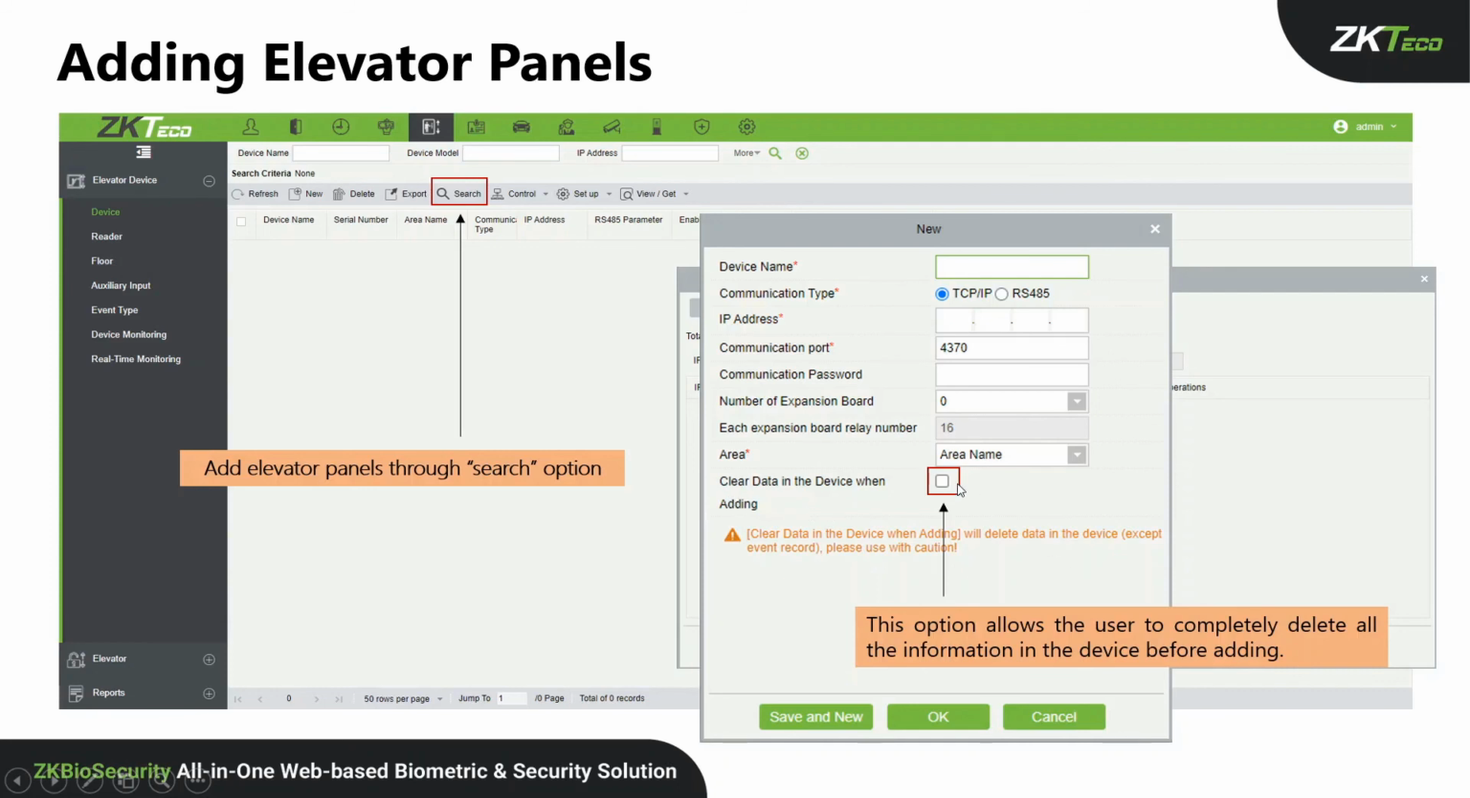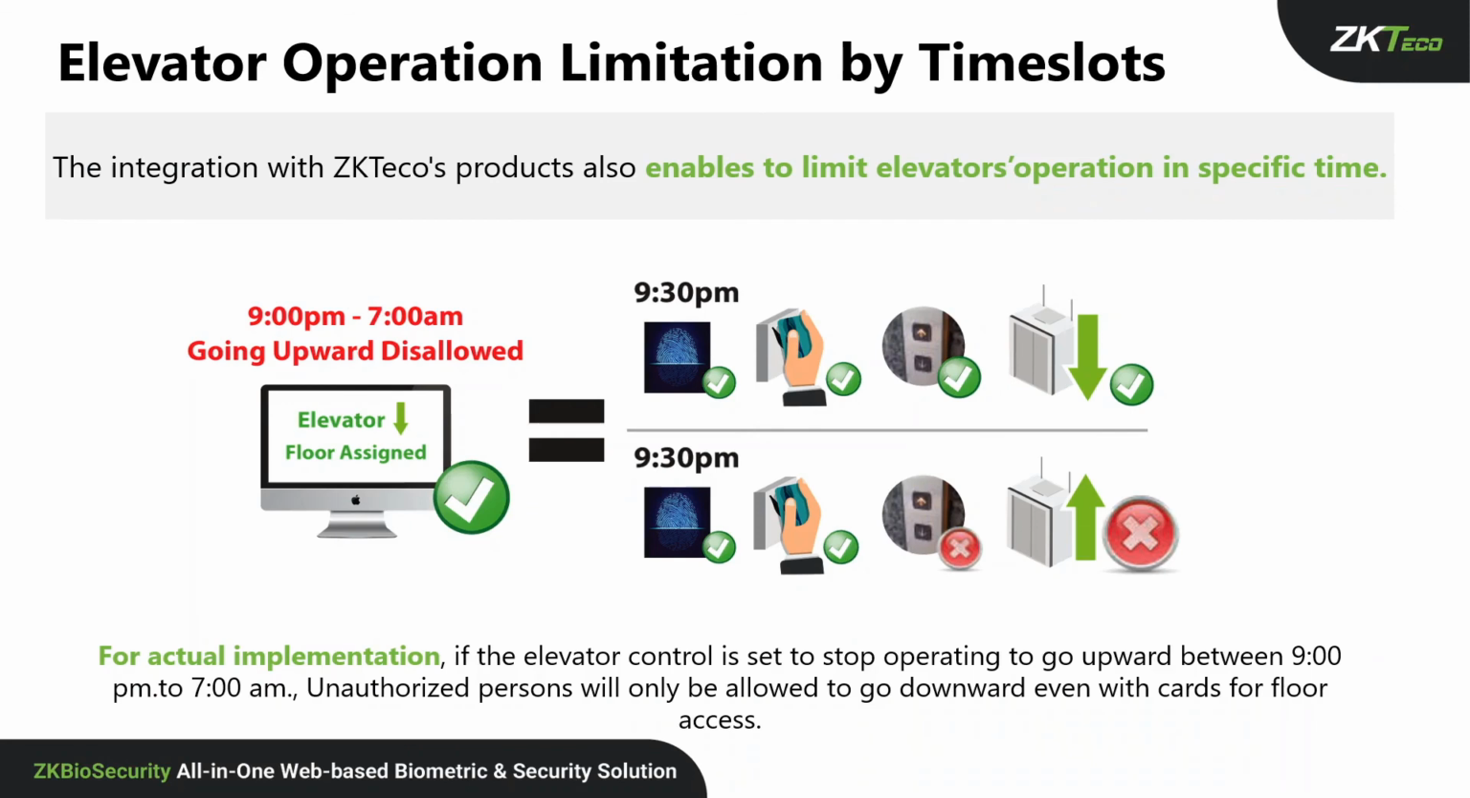At least, don't forget this option to delete all the information in the device before you add. Elevator operation limitation by time slot. It means, for example, you have creating one time zone, and then in that particular time zone, you need to allow to use for this elevator, and then after that, nobody can use. So it depends to you what is the timing, or if you want to use this option.